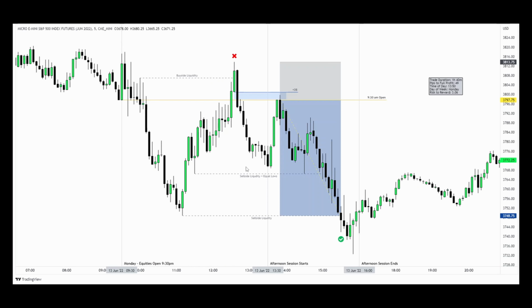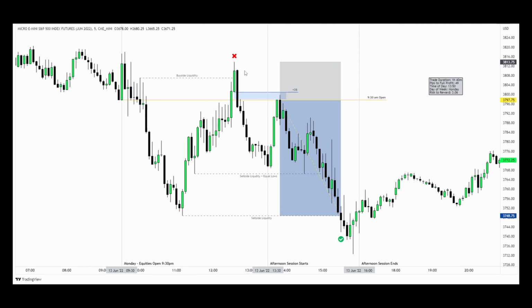Price is trading lower, and there is resting sell side liquidity here, and we have relative equal lows. So we can use that as the first profit objective. Price is trading higher, and here is the fair value gap and a beautiful order block on the 5-minute chart. This becomes our entry. We are executing our short in the fair value gap.